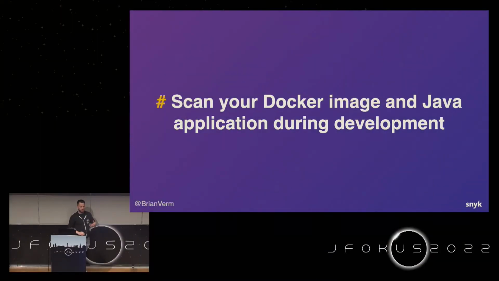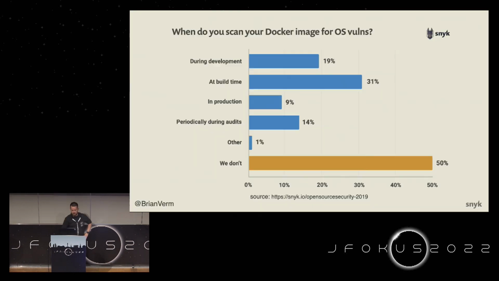So what you need to do as well is scan your Docker images and your Java applications, because we're at a Java conference. At a Node conference, I say something completely different, during development. But not only during development, during your whole development lifecycle. Because we did a research, the open source security research, this was from the 2019 research. We asked folks, when do you scan your Docker images for operating system vulnerabilities? I know people said like, huh? Most of the people didn't know that they could look at that.